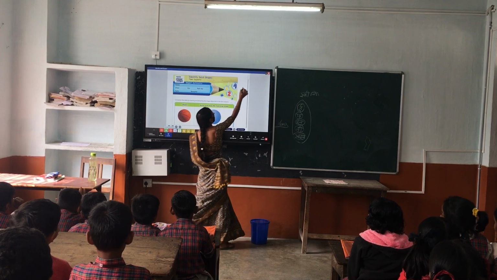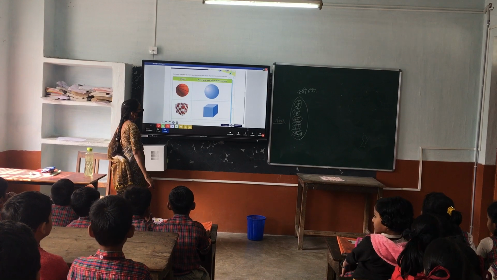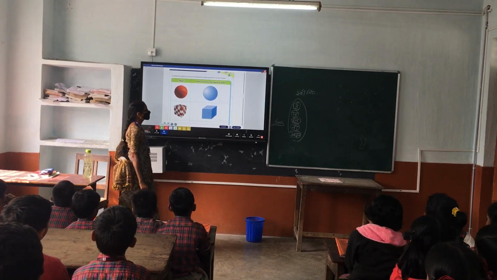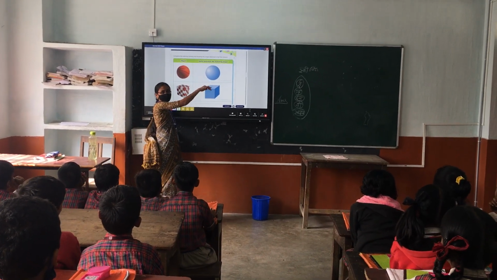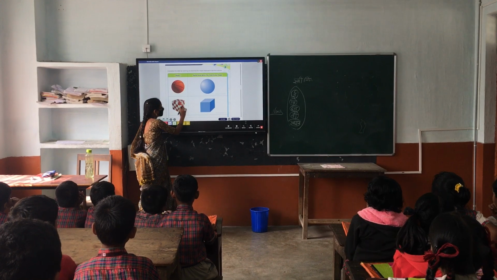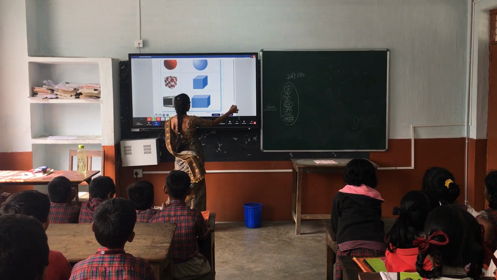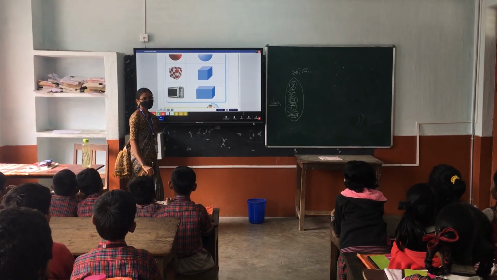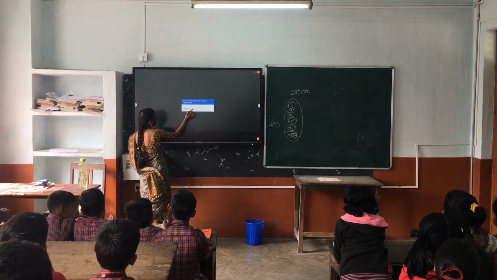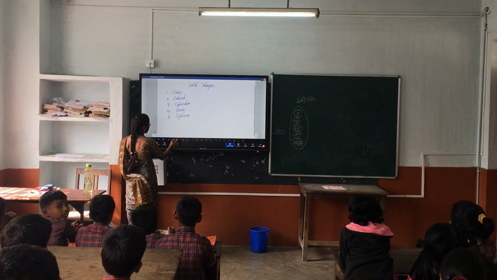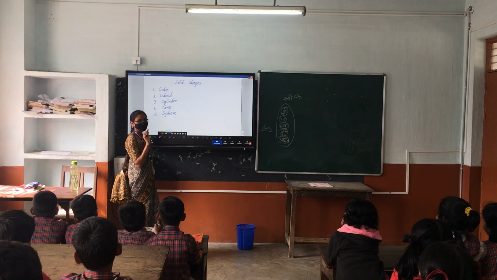Now see. Name and draw the matching shape. What is this? Sphere. We have to draw it and write its name here. And what is this? Cube. We should write and draw in the worksheets. Next, cuboid. So how to draw this? First we have to draw the cube, cuboid and sphere.